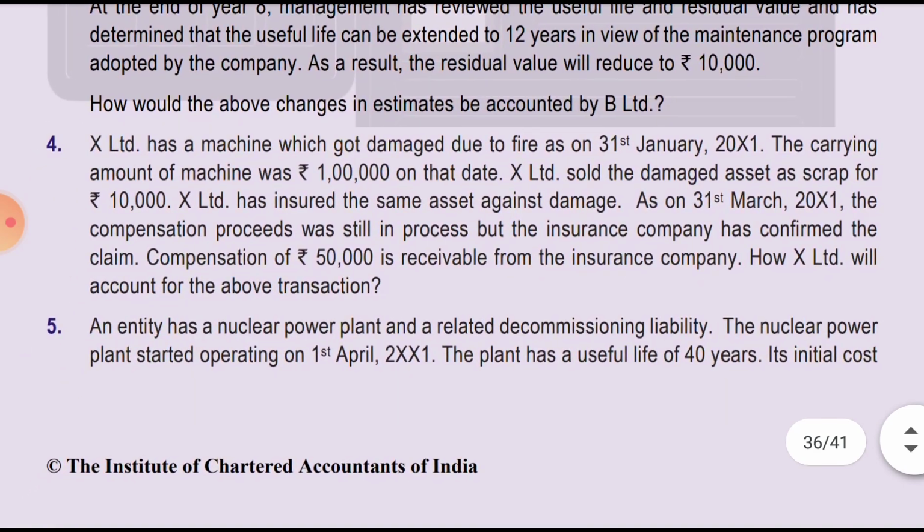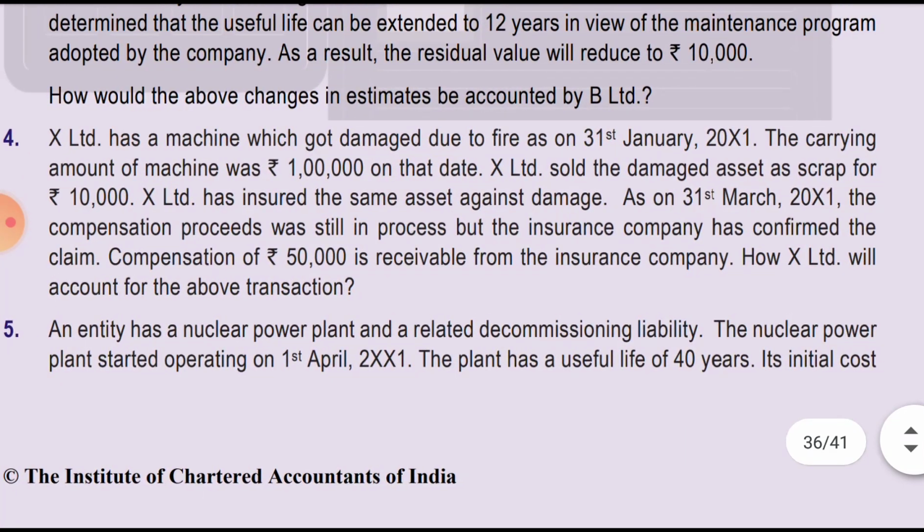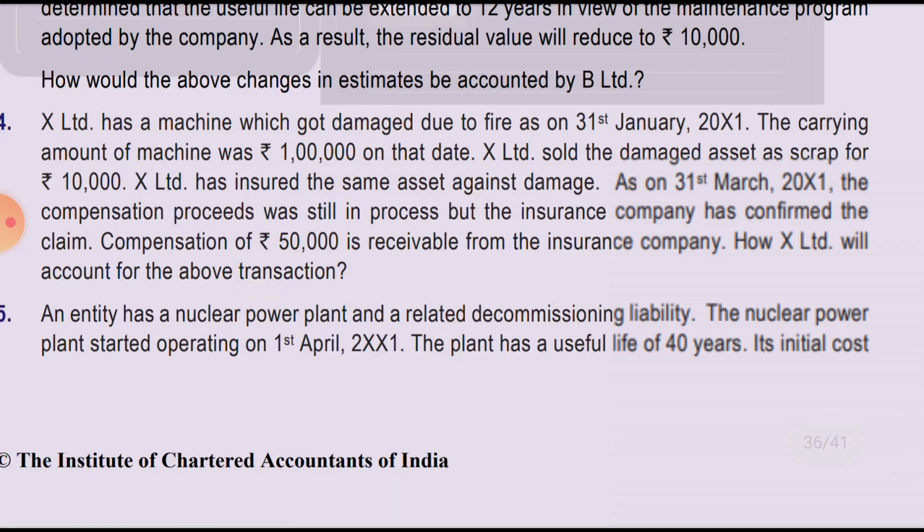X Limited has a machinery which has got damaged due to fire on 31st March. The carrying value of the machinery was 1 lakh rupees. X Limited sold the damaged asset as scrap for 10,000. So the machine cost was 1 lakh WDV. It has been sold for scrap for 10,000. So 90,000 was an impairment. So 90,000 was the loss, that will be charged to the profit and loss account.